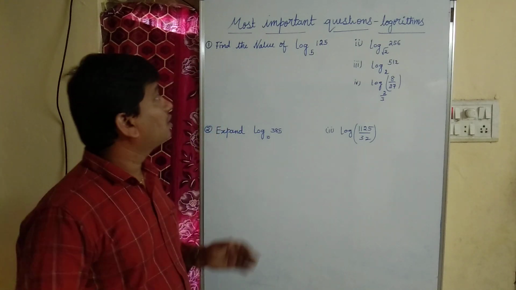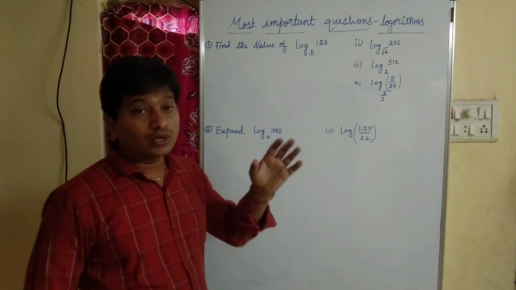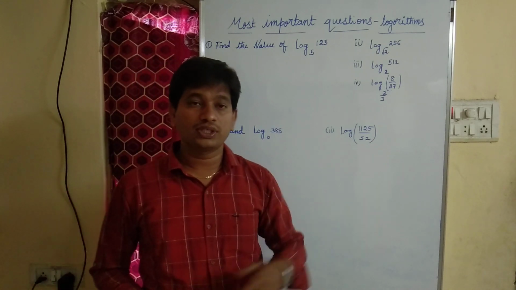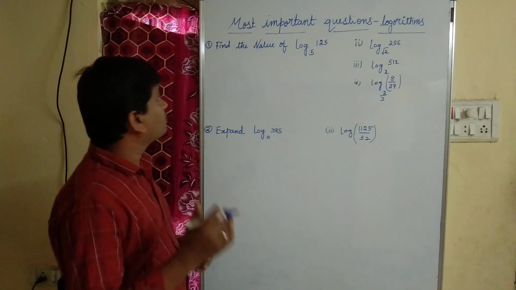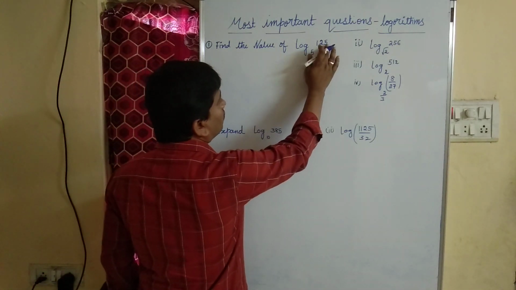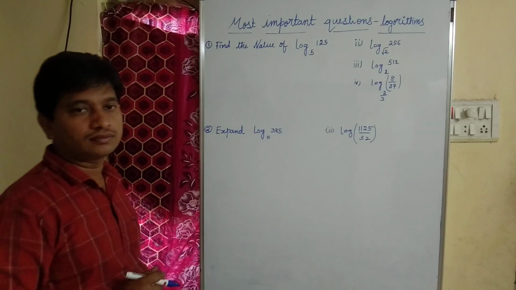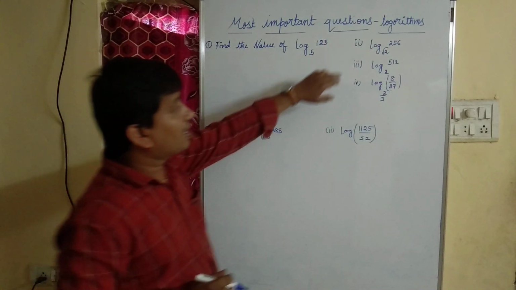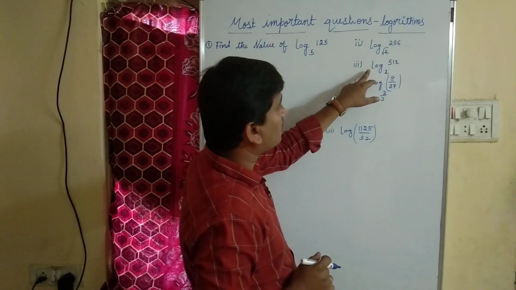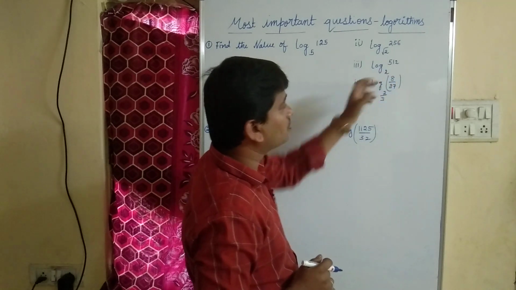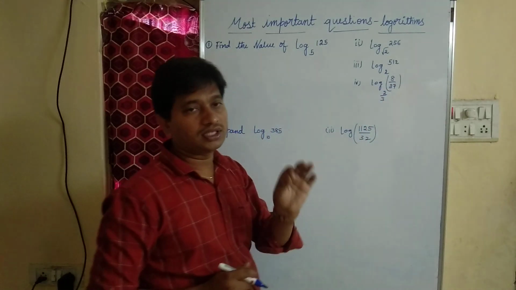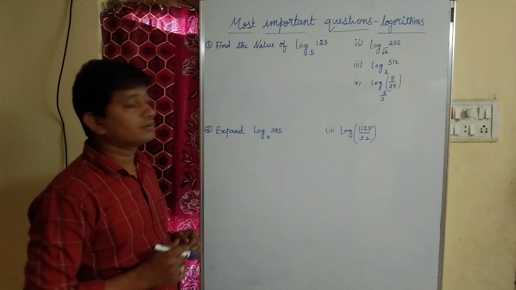As we are discussing the most important questions, today's concept is about logarithms. I mean previous year public examination questions. And the first one is how they'll ask questions. Find the value of log 125 to the base 5. And also they may ask like this: log 256 to the base root 2, or else log 512 to the base 2, or else log 8 by 27 to the base 2 by 3. This is the first method, the type of problems.